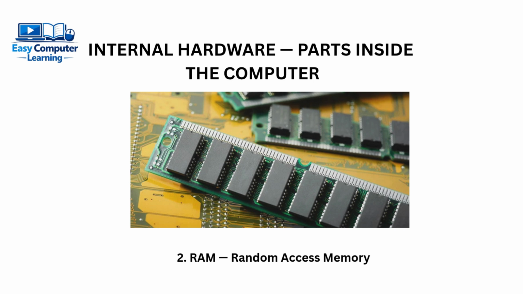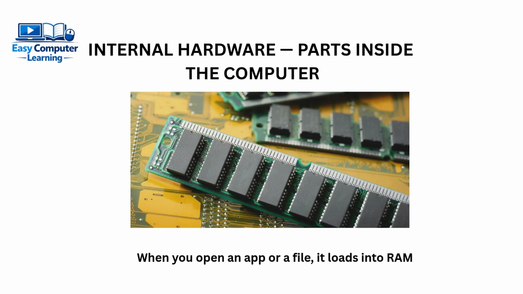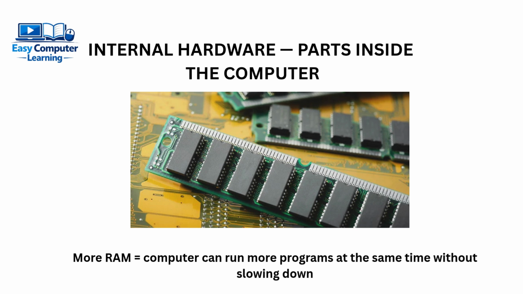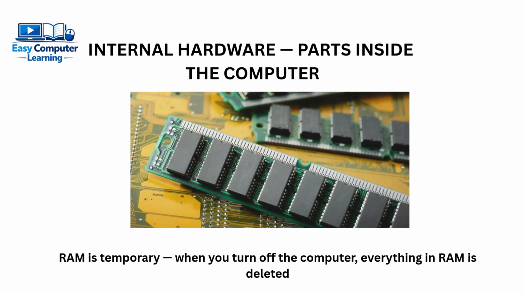2. RAM, Random Access Memory. RAM is the temporary memory of the computer. It stores data that the computer is currently using. When you open an app or a file, it loads into RAM. More RAM, computer can run more programs at the same time without slowing down. RAM is measured in GB, gigabytes. Common sizes: 4 gigabytes, 8 gigabytes, 16 gigabytes, 32 gigabytes. When you turn off the computer, everything in RAM is deleted.